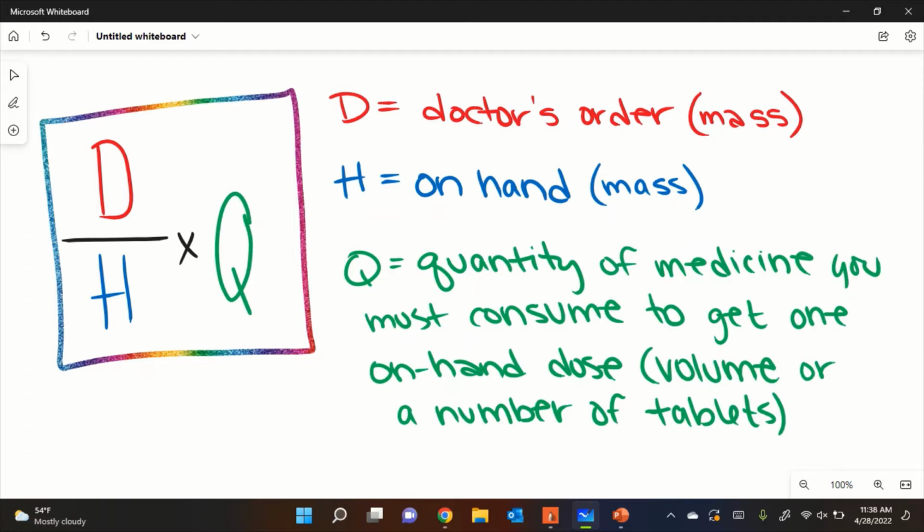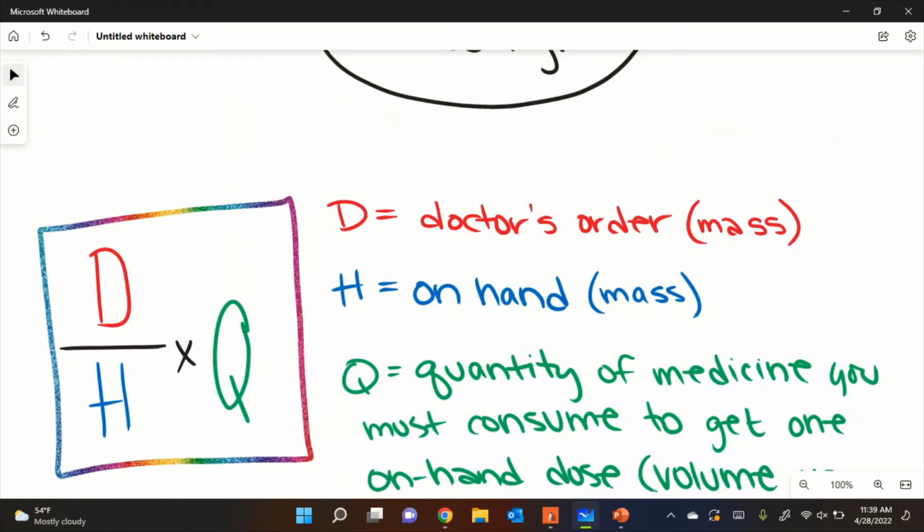This leads us to Q, which is sometimes the most difficult variable to understand. Q is the quantity of medicine that you have to consume or inject or somehow get in your body in order to get one on-hand dose. This is always going to be a volume of liquid or a number of tablets.